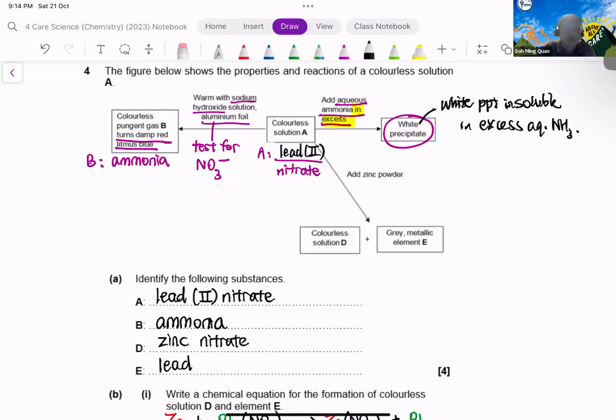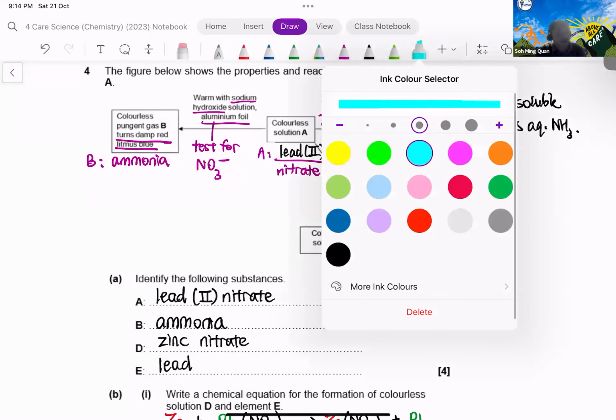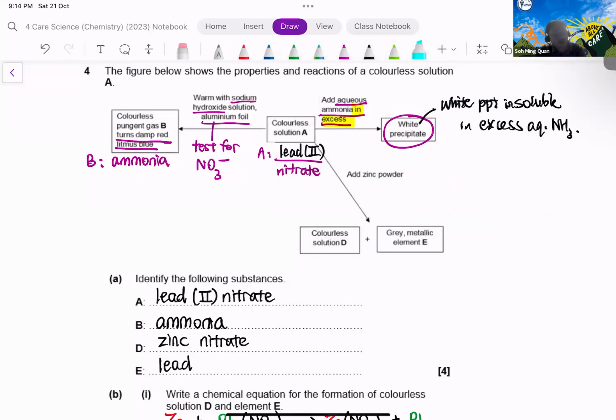All right. Then, if A is lead(II) nitrate, what happens after you add zinc powder? What kind of reaction could this zinc powder be? Zinc is a metal. Then you could ask yourself, lead is also a metal. Zinc, lead(II) nitrate. Zinc is a metal that is more reactive. So zinc is a more reactive metal than lead. Being a more reactive metal means this reaction that now takes place between zinc powder and lead(II) nitrate is displacement.